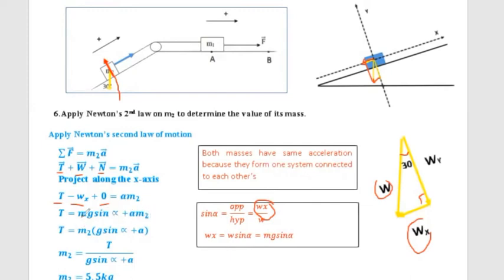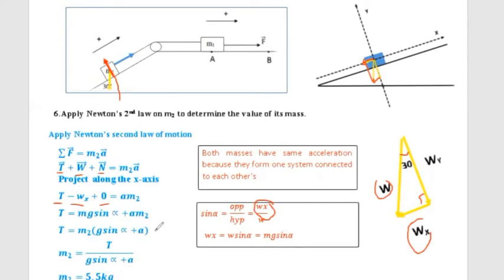The tension, now we take the mass m2 common, g sine alpha plus a, and then we can find the value of the mass m2 by substituting the values of the tension, g sine alpha and the acceleration.